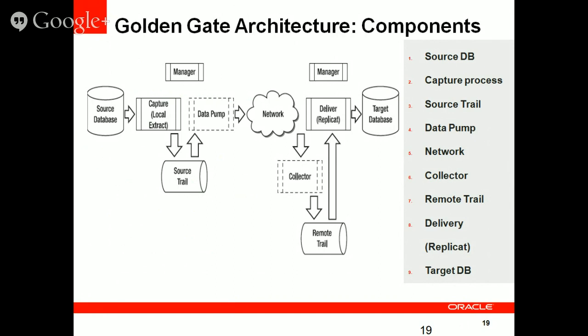Then you can see at the target site there is a process called collector. The collector process receives data from the primary site and puts that data in the form of trails at the remote site, and they are called remote trails. At the standby site or target site, there is one more process called the replicate process. The replicate process will capture changes from remote trail files and apply all these changes to the target database. So let's go into detail of this architecture.